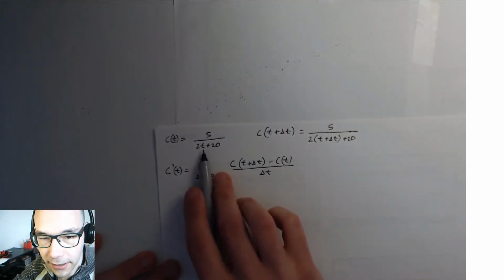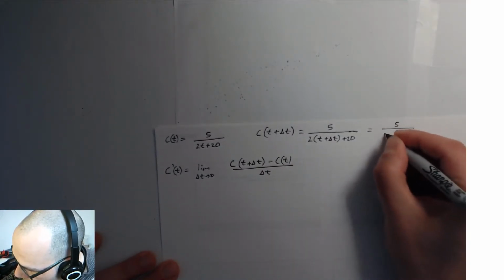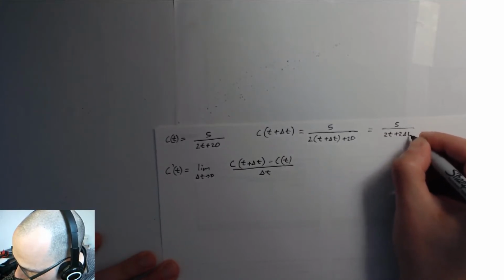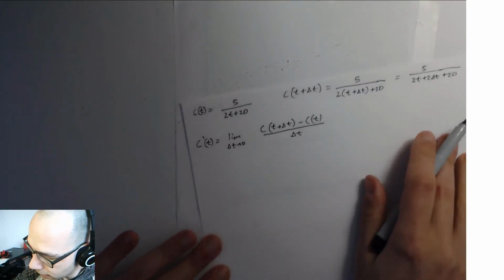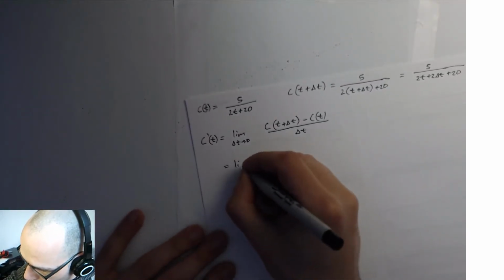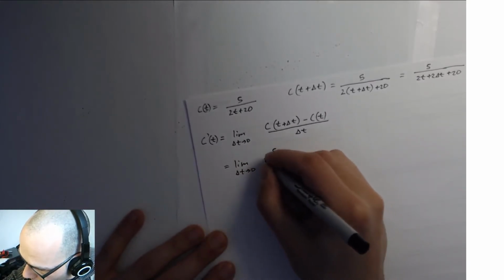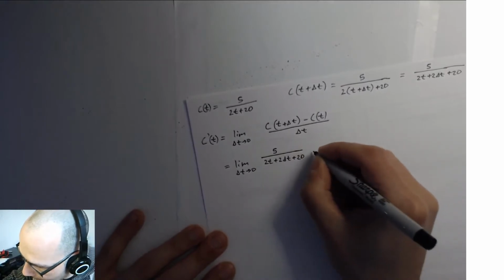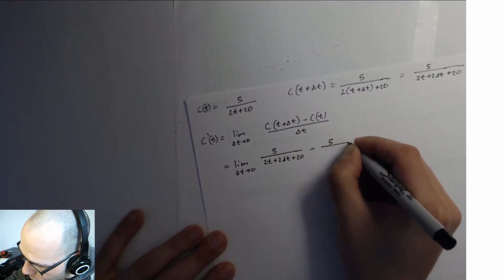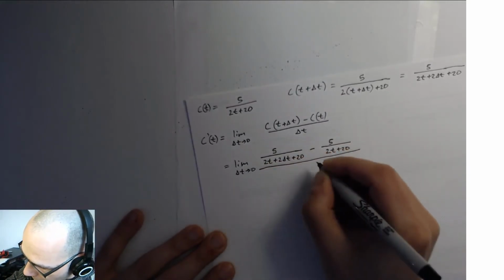Replace t by t plus delta t, and then distribute. So it's going to be 5 over 2t plus 2 delta t plus 20. Once you have this expression, replace it right here. So it's going to be equal to the limit as delta t approaches 0 of 5 over 2t plus 2 delta t plus 20 minus 5 over 2t plus 20, all of that over delta t.